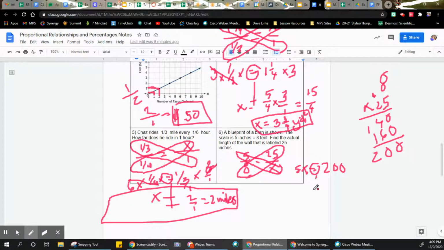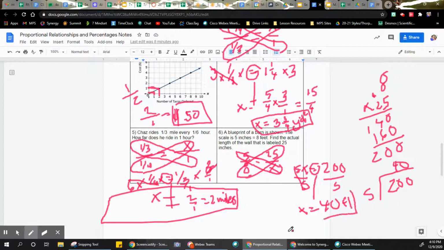Center of my equation is the equal sign. I'm going to divide by 5 to get x by itself. x is equal to 200 divided by 5. So now I'm going to do 200 divided by 5. 5 goes into 20 4 times. So my answer is 40. So it's 40 feet long.